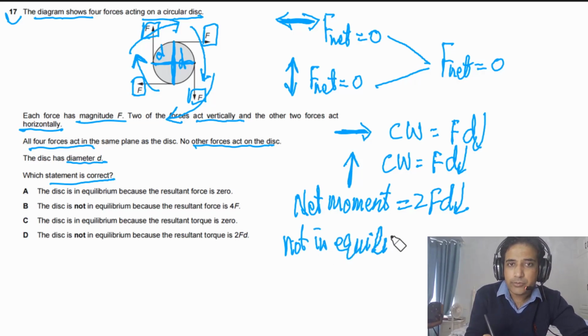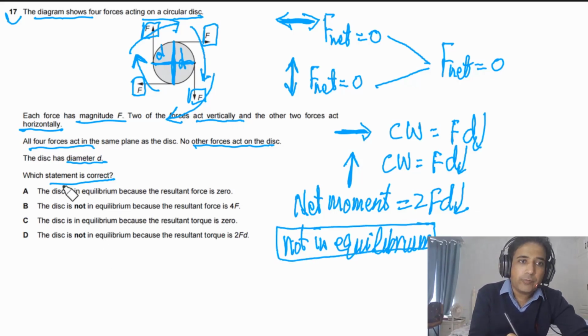Not in equilibrium. This means the disk is not in static equilibrium. Now if you look at the given options, first of all, "in equilibrium" is incorrect, because the resultant force is 4F. This one is incorrect, resultant force is 0. So this option is incorrect.